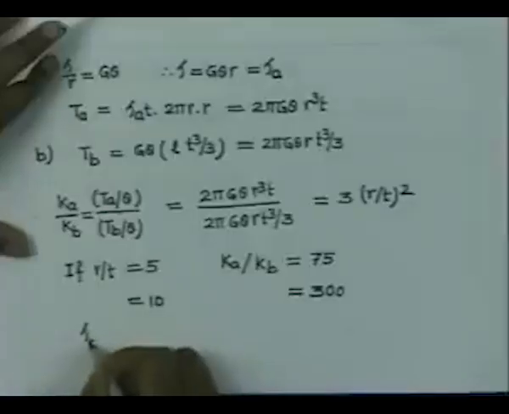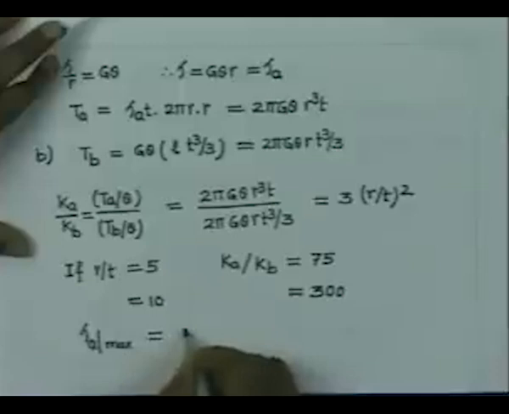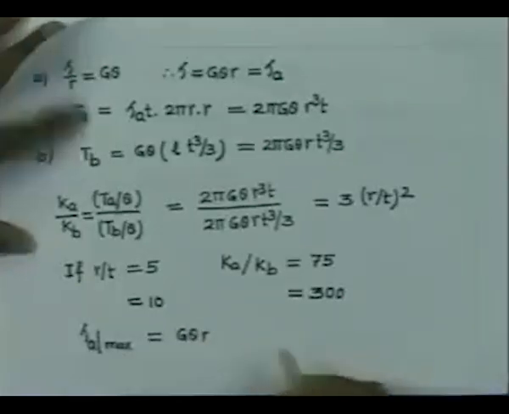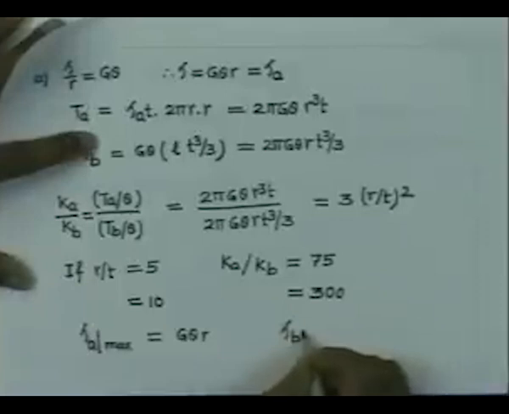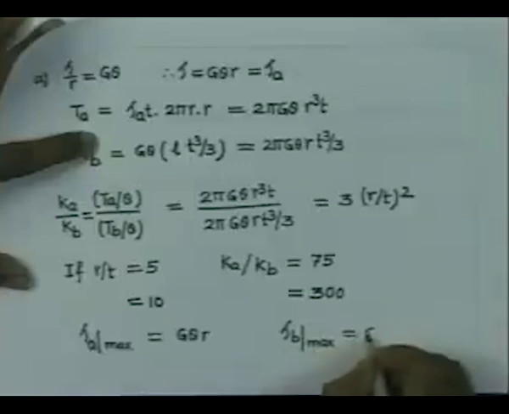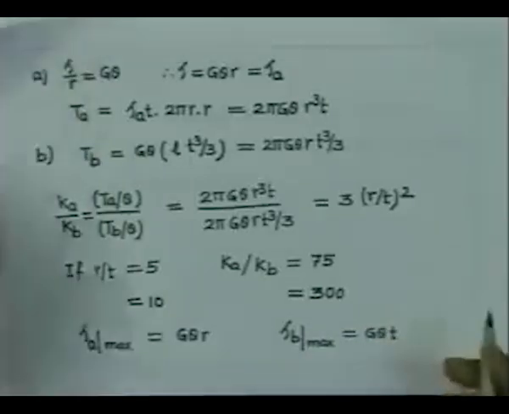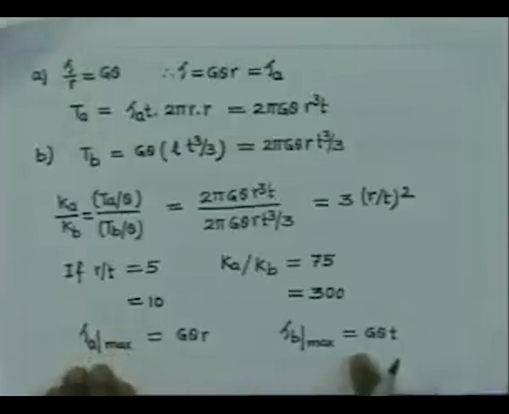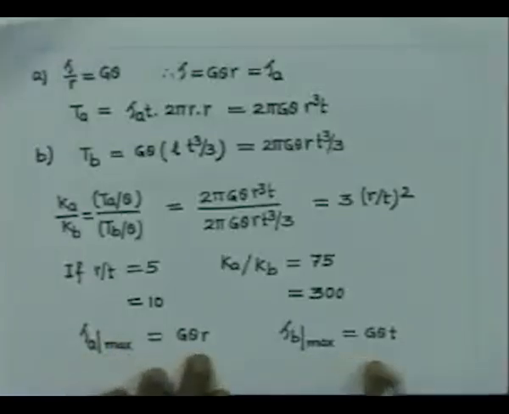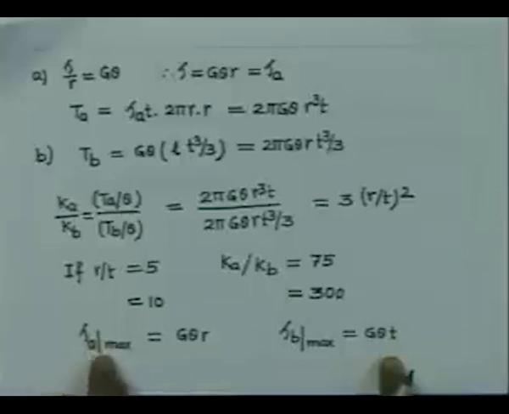The second part is to calculate the shear stresses in the two cases. Now, if I consider case 1, tau maximum in case A is equal to G theta into r, and tau maximum in case B is equal to G theta into t. So, you can look at the order of magnitude of the stresses. If r is larger than t, you are going to get larger stresses developed in the closed section compared to that in the hollow open section.